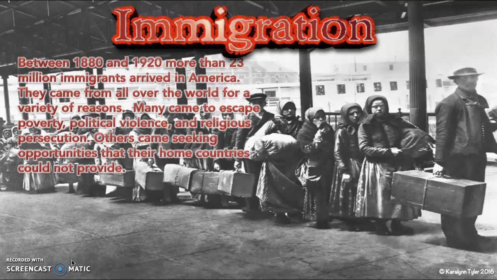Between 1880 and 1920, more than 23 million immigrants arrived in America. They came from all over the world for all kinds of reasons. Many came to escape poverty, political violence, and religious persecutions. Back in 6th grade, when you talked about these things, we called them push factors. They push people to leave their countries. Others came seeking opportunities. We call those pull factors: jobs, opportunities, education, things like that. So those are opportunities that their home countries could not provide.